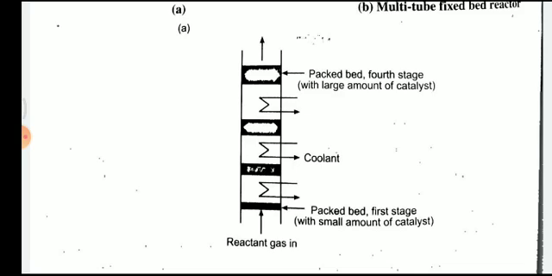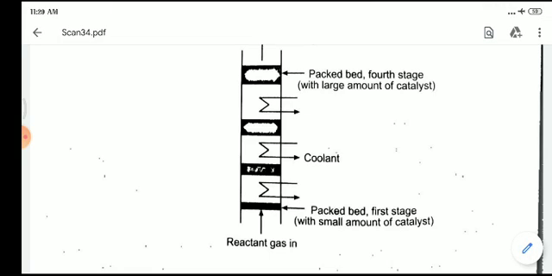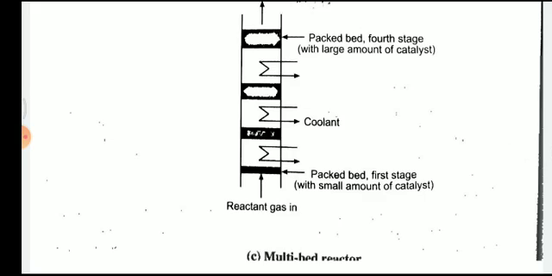It will be in the form of this. So these are the first. At the bottom portion, the bed is the first stage with a small amount of catalyst. In the first stage, the catalyst amount should be low. Okay, relatively it's low, so the bed size is very small. Then after it, a cooling system is provided, with coolant and a small amount of catalyst.